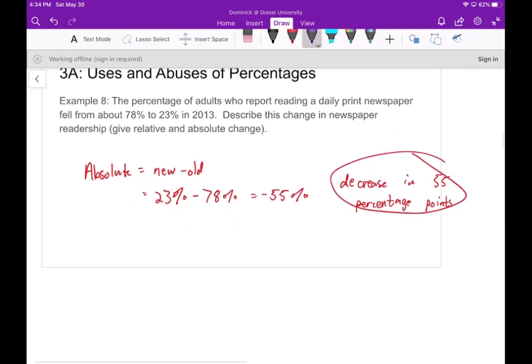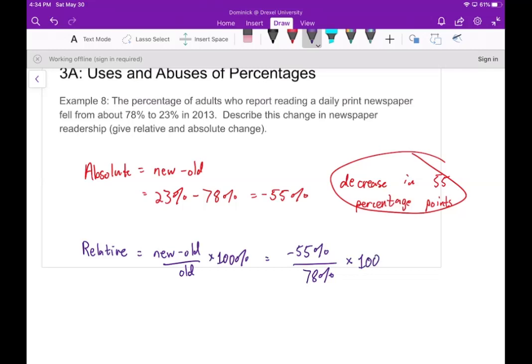Now for the relative, right, this is new minus old over old times 100%. So we already found that new minus old was negative 55 and the old was 78%. And then we need to multiply that by 100%. You can really almost think of these percentages as canceling if you want also.